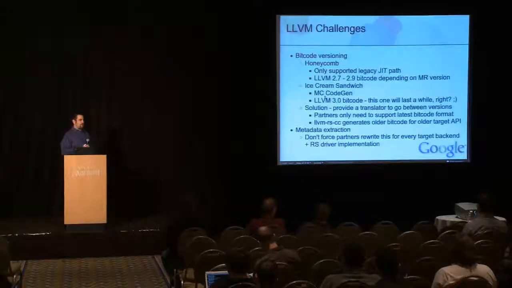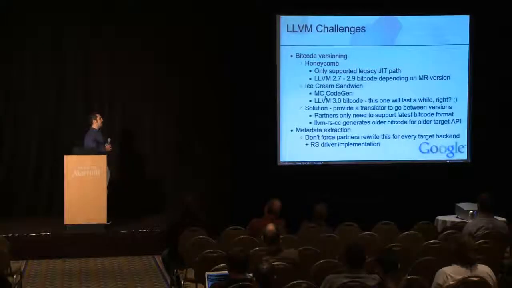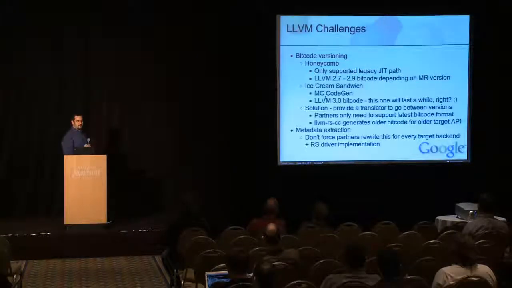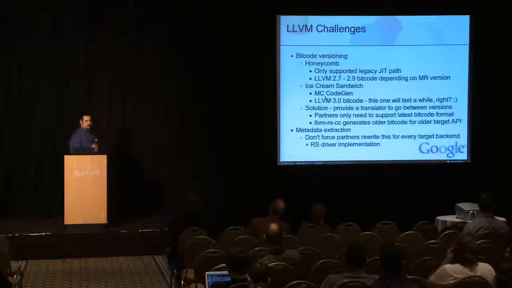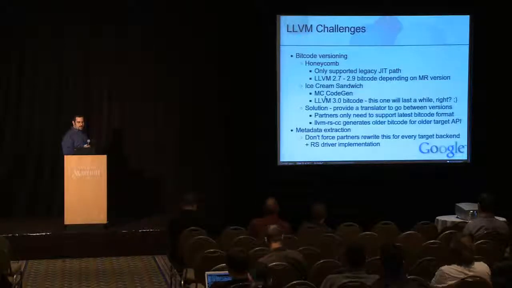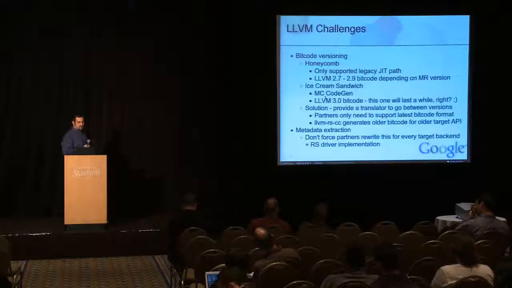Ice Cream Sandwich brings 3.0 bitcode, which fortunately, we only really need one translator in each direction right now. Hopefully, this LLVM 3.0 bitcode lasts for a little while longer than the previous versions. We've also switched from the legacy JIT path to MC CodeGen, and this was a huge, huge difference. So now we can support the way that we cache off scripts. We have to relink things and redo the dynamic linking. It's quite a bit more difficult.